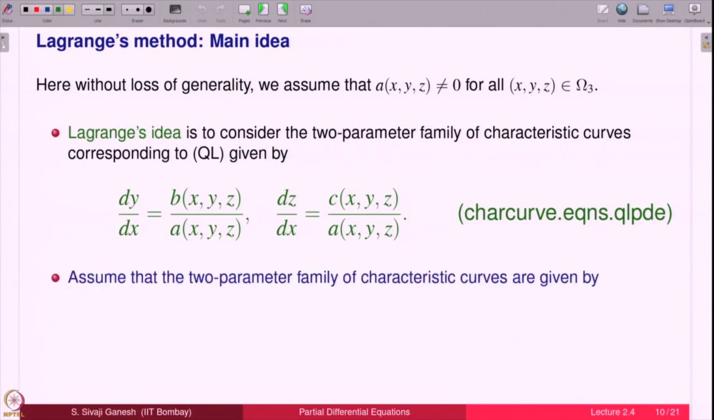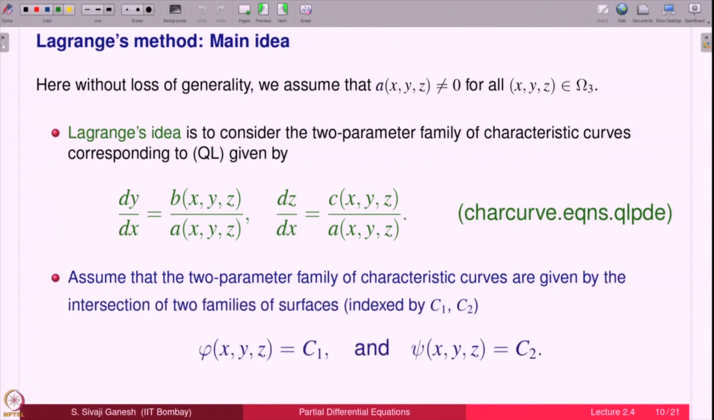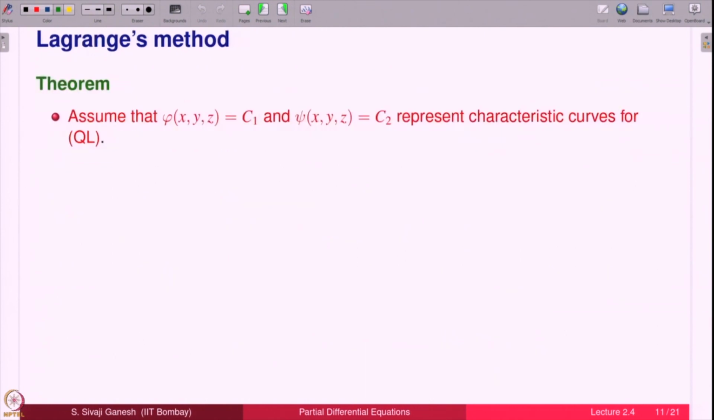Assume that the two parameter family of characteristic curves are given by the intersection of two families of surfaces, phi of xyz equal to c1 and psi of xyz equal to c2. This is the assumption. We will see in examples that we can get this. So, finding really the phi and psi is the most challenging part of this Lagrange's method. Okay, let us state the theorem of Lagrange's method.